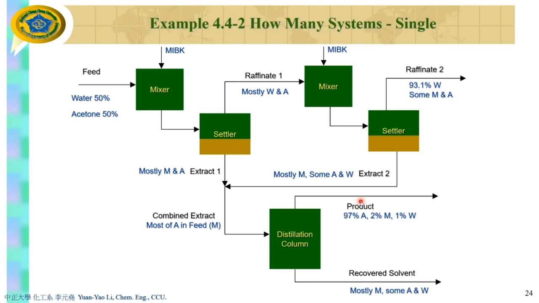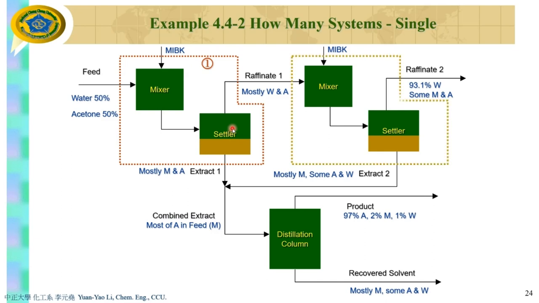However, in order to simplify this question, this example tells us that we can make these two units into one, because only one stream comes to this unit, the settler. So we make these two units into one to make it simple, to make it easier for you. As a result, you will have a one unit system, two unit system, three unit system, and four unit system.